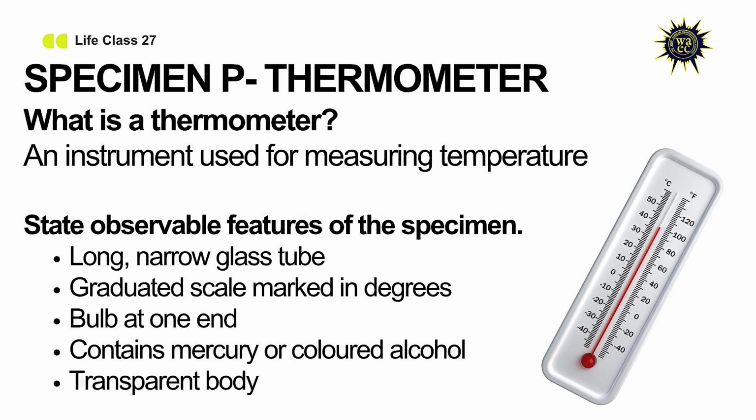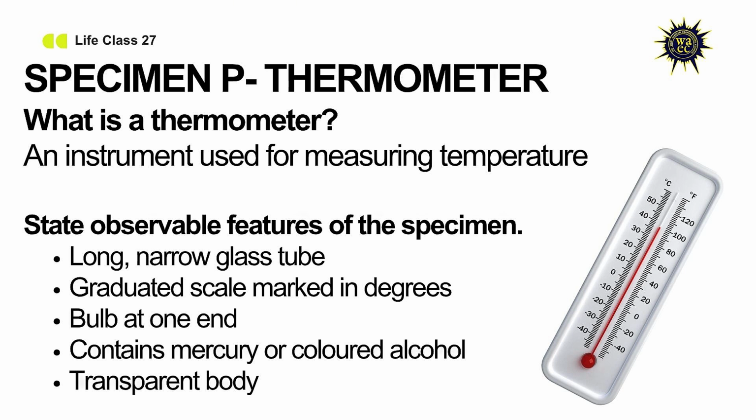Specimen P is thermometer. Now, what is a thermometer? It's an instrument used to measure temperature. They would ask you to state observable features of the specimen. So you need to know that it is a long, narrow glass tube. It has a graduated scale marked in degrees. Yeah, so you can see the scale there. It has a bulb at the end.